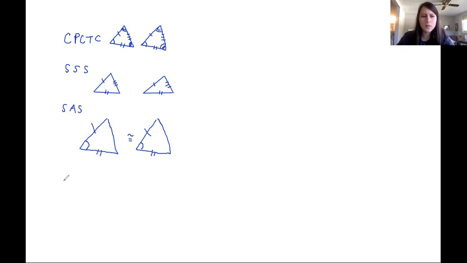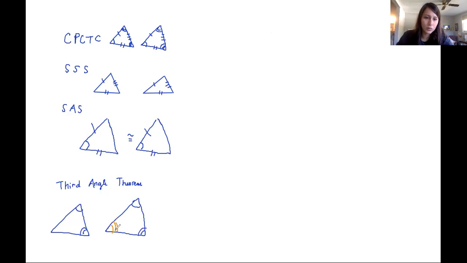We learned one more theorem. It's called the third angles theorem. This one doesn't describe triangles to be congruent. It describes that the third angle would be congruent if 2 angles are corresponding and congruent. So if I had these 2 angles being corresponding and congruent, then I can now conclude the third angle would be congruent there.